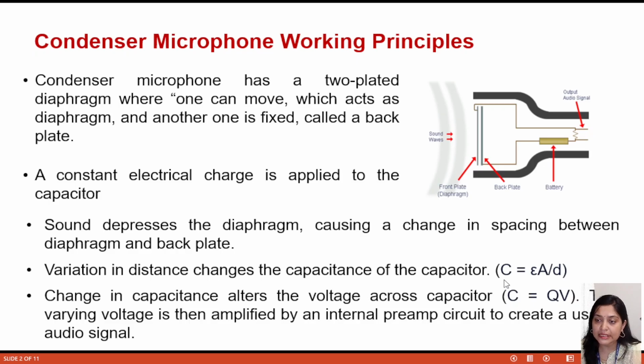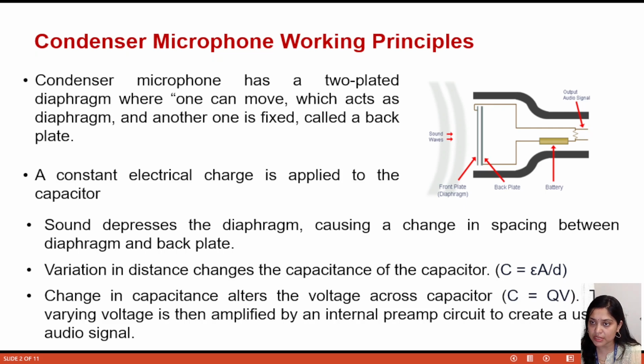And this capacitance is also related to the voltage. So a change in capacitance alters the voltage across the capacitor. If capacitance increases, then voltage also increases. If capacitance decreases, then voltage also decreases. This varying voltage is then amplified by the internal amplifier circuit to create a usable audio signal. So this is the basic working principle of the capacitor microphone or condenser microphone.